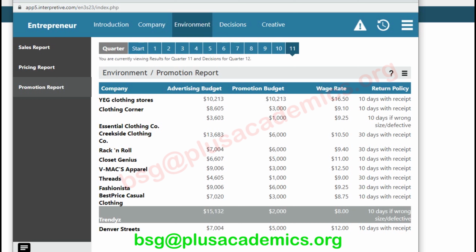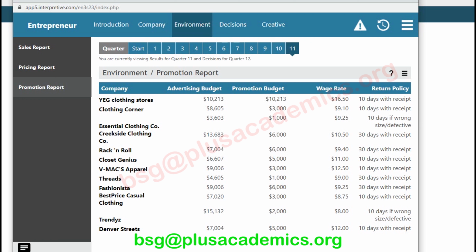Again, let's compare. Let's check Denver Street. You can see their budget is not that bad when it comes to advertisement. Promotion is also not that bad, but what seems to make the difference is return policy. Those companies that have a 30 days return policy seem to be performing better than those companies that are having a 10 days return policy. So that's one thing that we are going to check while making decision.